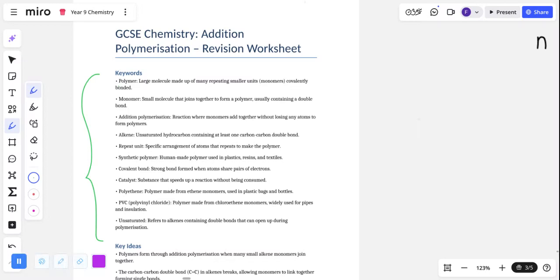All right, so these are all the words you need to know. That's literally it for all of GCSE polymers. Okay. And we'll start off with the keyword polymer. What does it mean? All right. And a polymer means a big string of molecules all joined together.